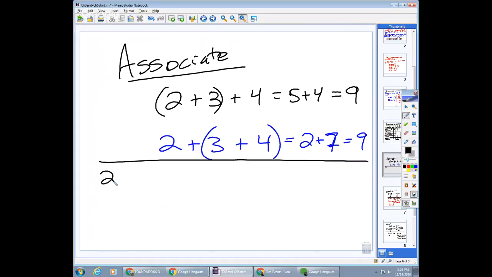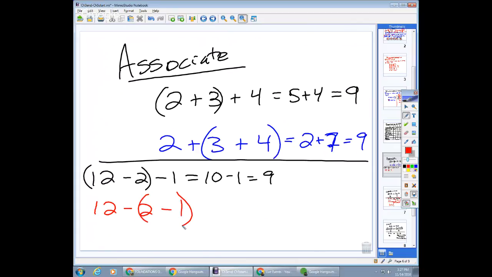I better start with a bigger number. How about 12 minus 2 minus 1? The standard order of operations is no different than putting parentheses there. If we work left to right, 12 minus 2 is 10. 10 minus 1 is 9. However, if I try to reassociate like that, 2 minus 1 is 1, and then I got to deal with 12 minus 1, which definitely ain't 9. So I have a problem.